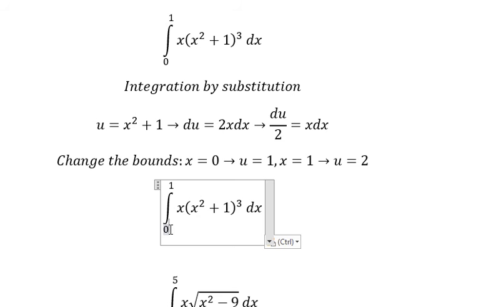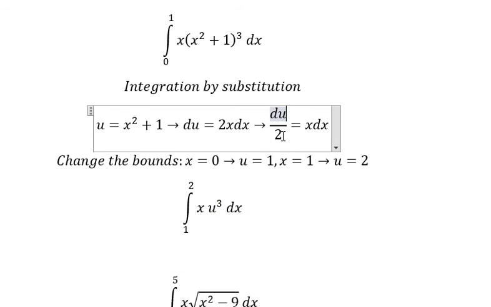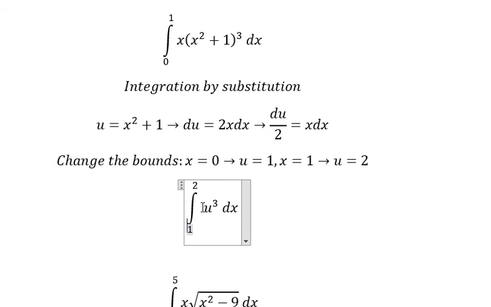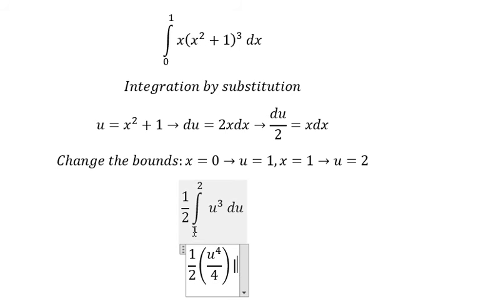So number 0 we change to number 1. Number 1 we change to number 2. This one we change to u. The s we change to u over number 2. The integration of this one, we have u to the power of 4 over 4. And then we put the bounds from number 1 to number 2.